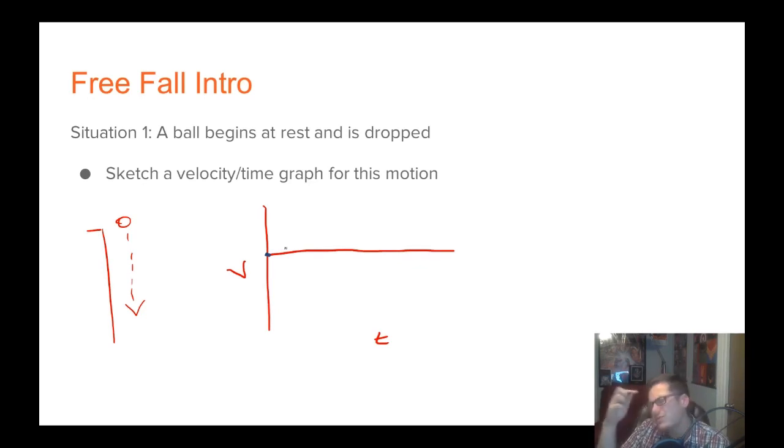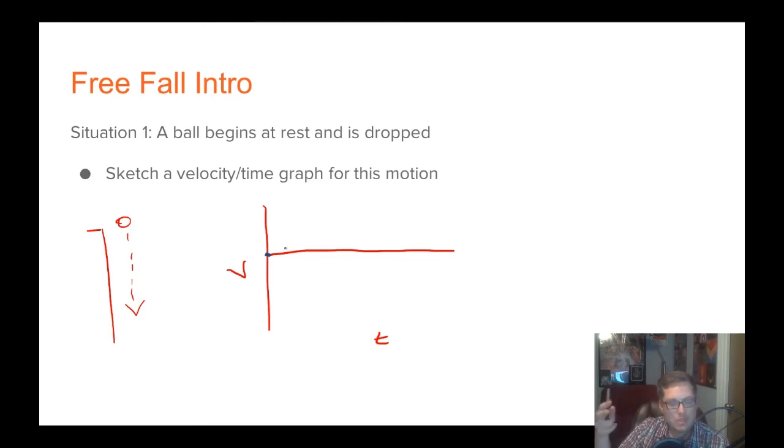So as we drop our ball, what begins to happen to our ball? Well, it begins to fall. So that's going to tell us we're going to have a negative velocity, right? Because we're going down. Down is negative velocity. But what happens? Gravity pulls down.